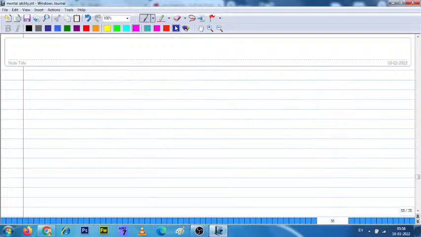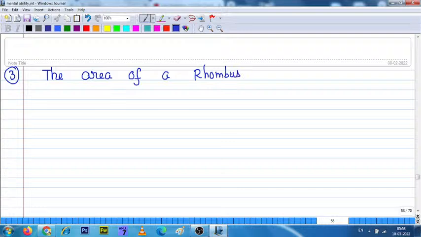Third one. So third one. The area of a rhombus. The area of a rhombus. The area of a rhombus is 24 centimeter square. Is 24 centimeter square.